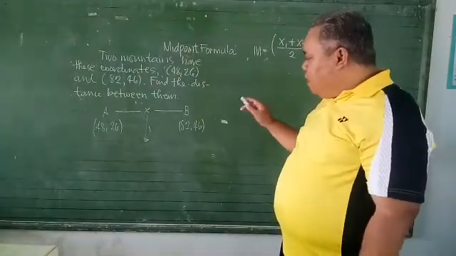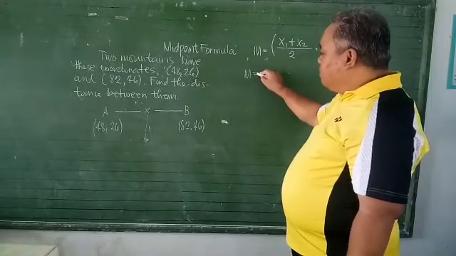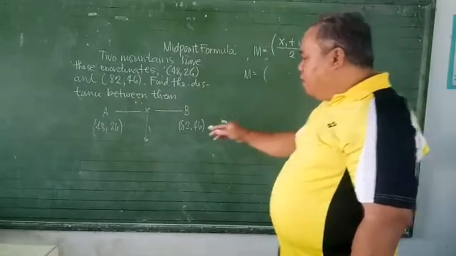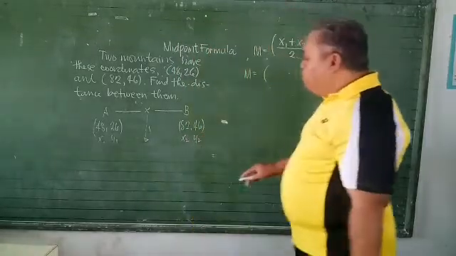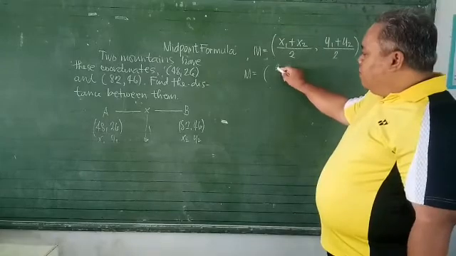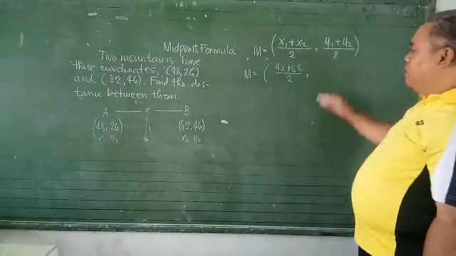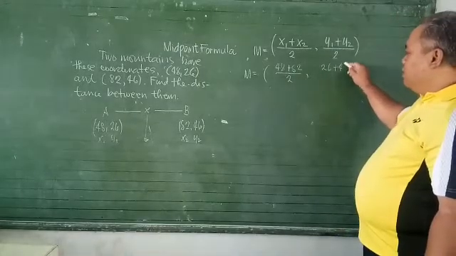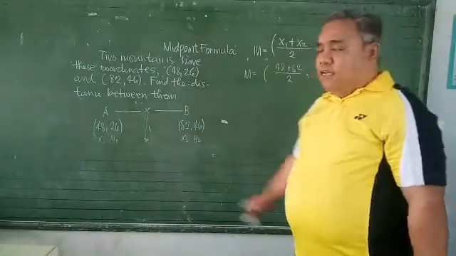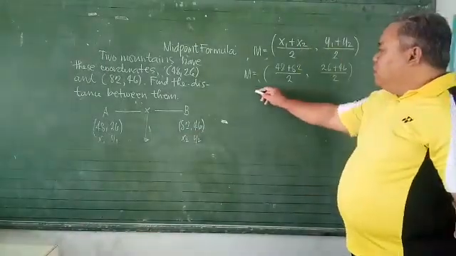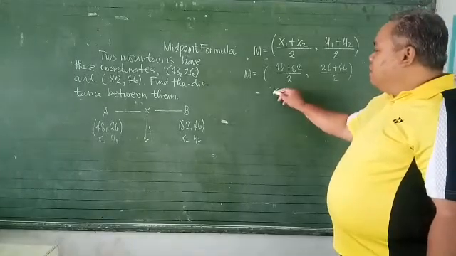So what will be the coordinate of this X? Okay, solving using the midpoint formula, we have the midpoint is equal to x sub 1 plus x sub 2 over 2, y sub 1 plus y sub 2 over 2. X sub 1 is 48 plus 82 divided by 2, and then y sub 1 is 26 plus 46, then divided by 2. Take note that we're going to find the coordinates between these two mountains.